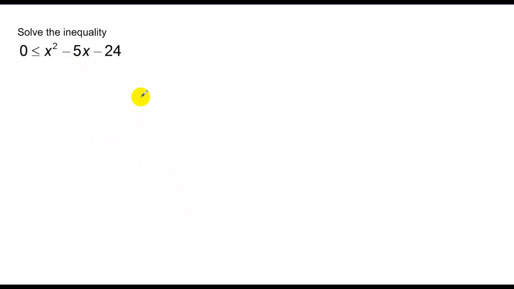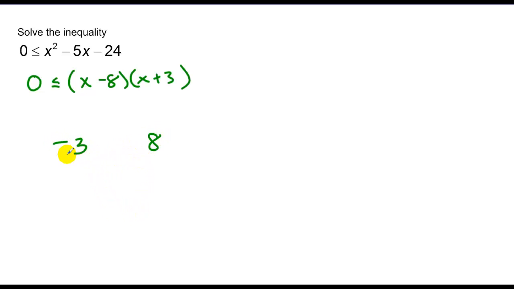Now, what we're going to do next is we're going to solve this inequality. If we were going to solve the equality, what we would do is go ahead and factor. So let's start off that way and factor into x minus h, x plus 3. So if this were an equality, we would say our values are negative 3 and positive 8.